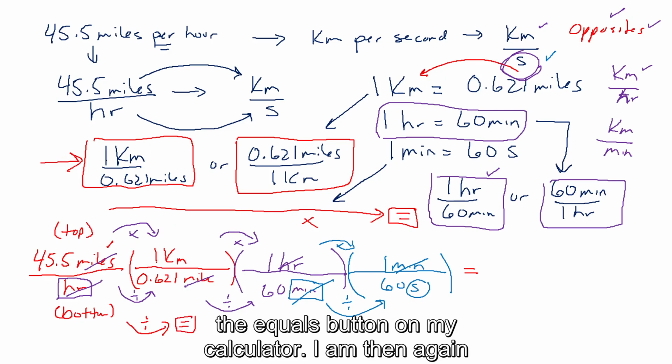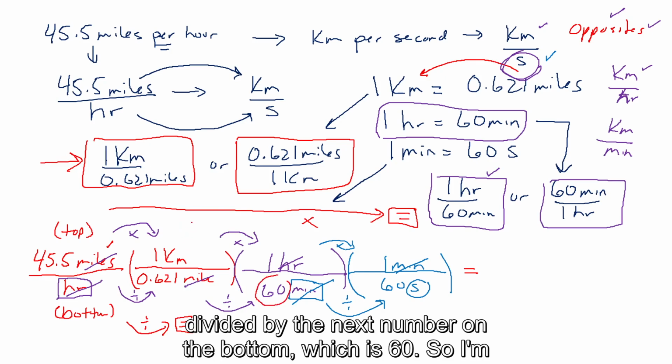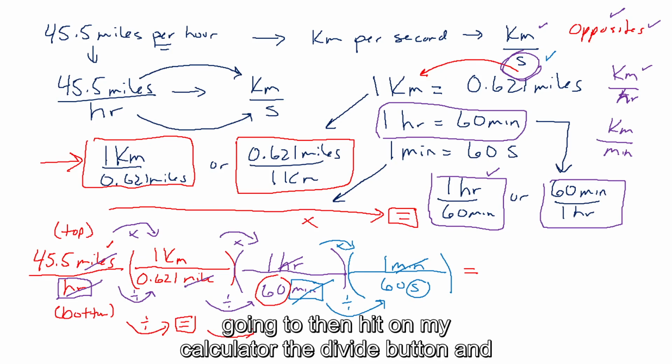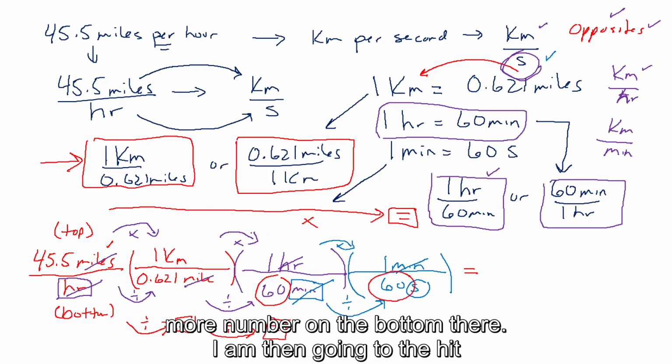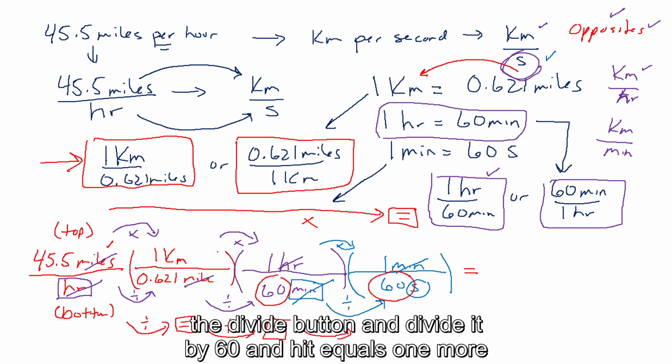And then I'm going to hit the equals button on my calculator. I am then going to divide it by the next number on the bottom, which is 60. So I'm going to hit the divide button and type in 60, and then hit equals. And I got one more number on the bottom there. I am again going to hit the divide button and divide it by 60 and hit equals one more time.